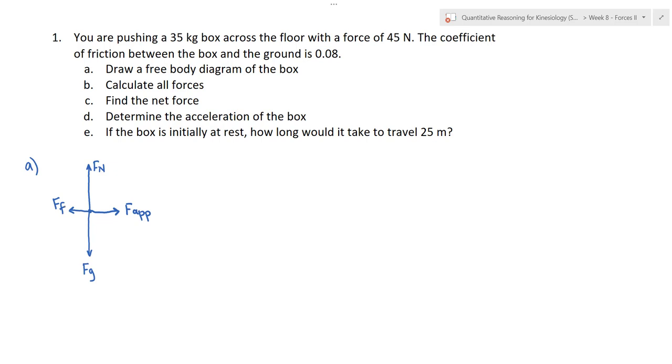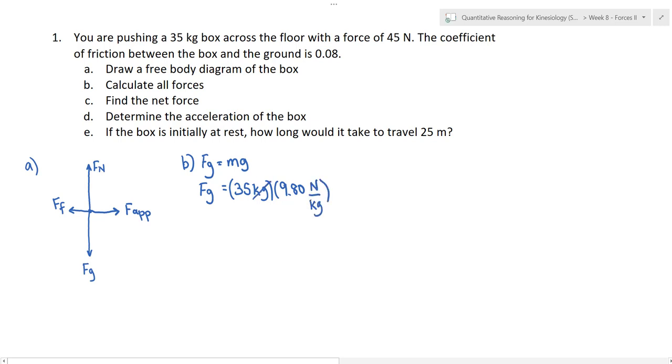Okay, so let's move on to part B, where we start to calculate the forces. Every time we calculate the forces on a free body diagram, we should always just begin with Fg, because Fg always just equals mg. It doesn't matter what the diagram looks like, Fg is always mg. So let's plug in what we know. Our mass, this is the box, so it's 35 kilograms. And g is 9.80, and that would be meters per second squared, which is equivalent to newtons per kilogram. I'm going to write newtons per kilogram so that you can see the units canceling out. And so we're just left with Fg is equal to 35 times 9.80. I'm going to type that on my calculator, and I get 343 newtons. So that's my Fg.